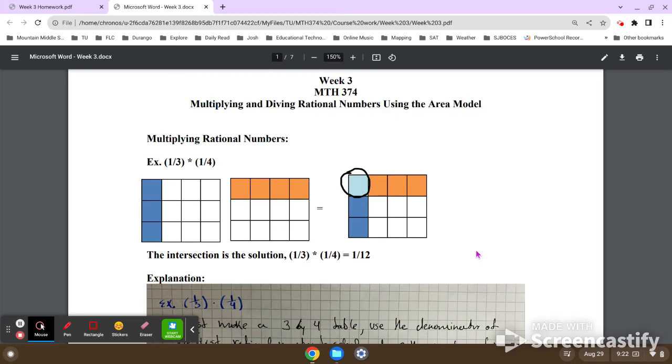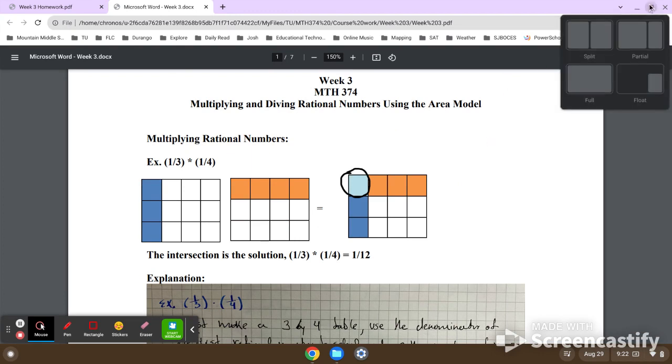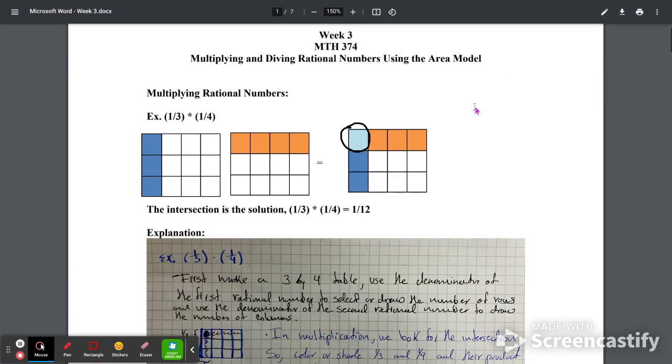Rational numbers using an area model. And so we know how to do this when we're just applying this mathematically, numerator times numerator, denominator times denominator. But in this case, what we're trying to do is get to a spot where we have a visual way of understanding what's actually happening.